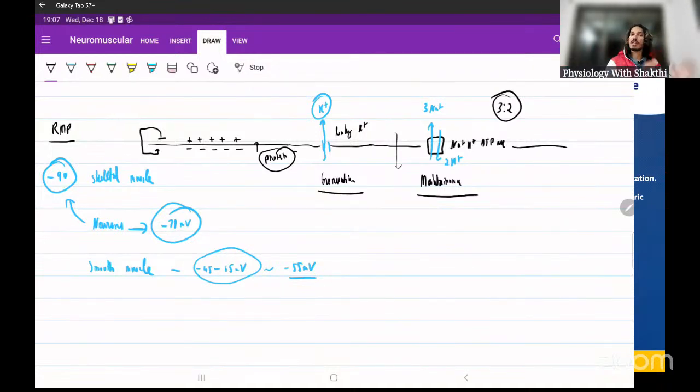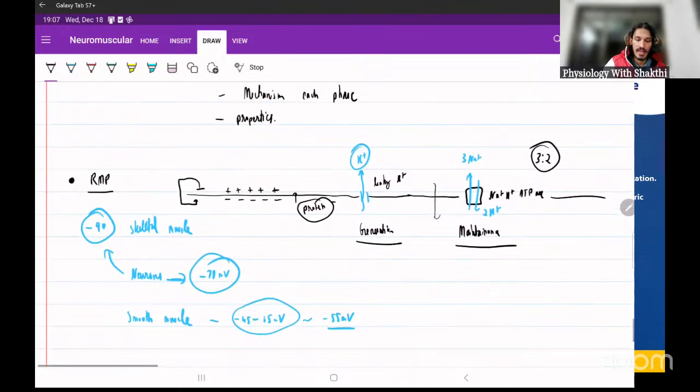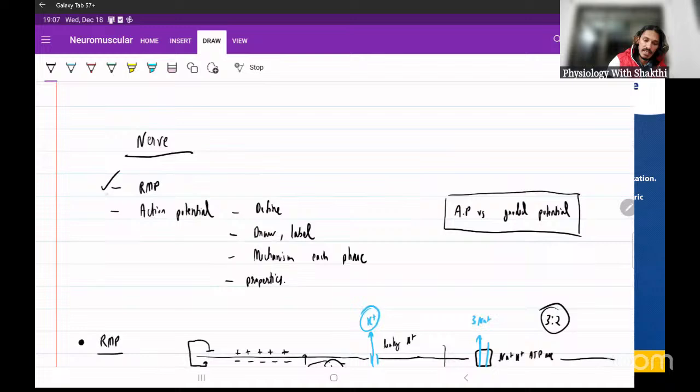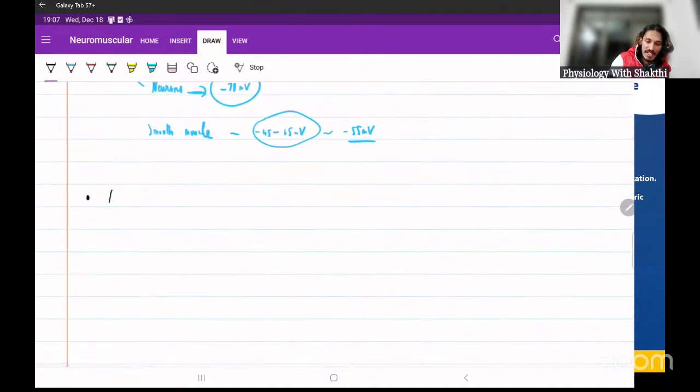Okay, so generation of the RMP is by the leaky potassium channel. Maintenance of the RMP is by the sodium potassium ATPase. If a question on RMP is coming, these are the various points that you have to mention and write in the answer. Okay, next is understanding your action potential. So first we have to define action potential.